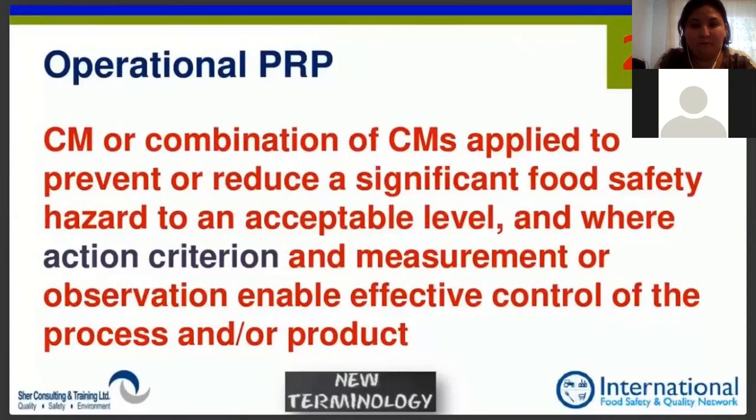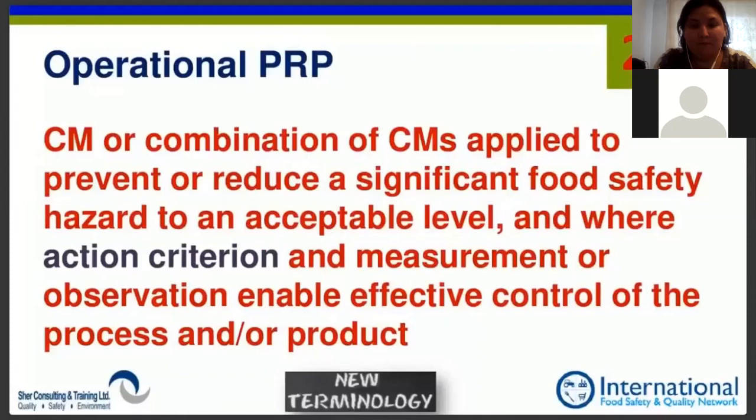And the addition explains what they mean and where action criterion and measurement or observation enable effective control of the process or product. So no more critical limit and no measure, which is mandatory for CCP. To make sense of everything I've said till now, the bottom line is as follows. If any control measure now is anything that we do to prevent or eliminate or reduce a significant food safety hazard anywhere, anyhow, they are classified into two names. There's CCPs or OPRPs, all of them.